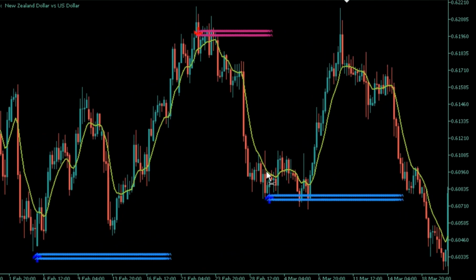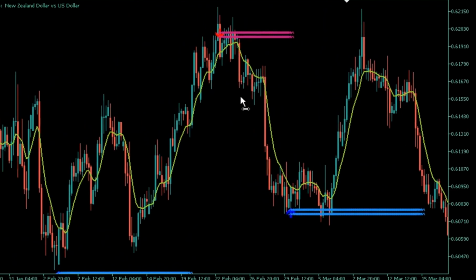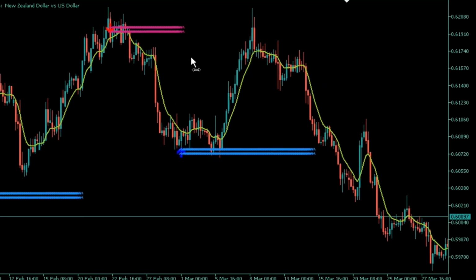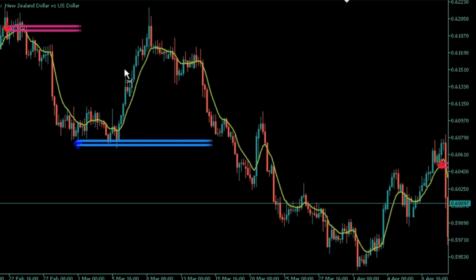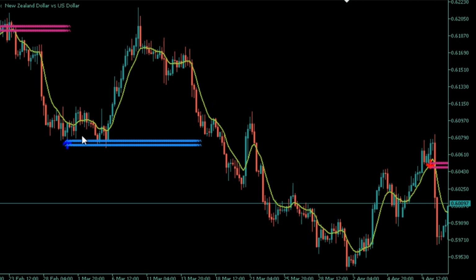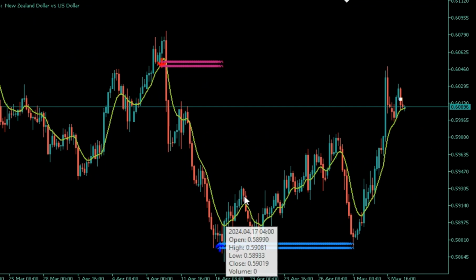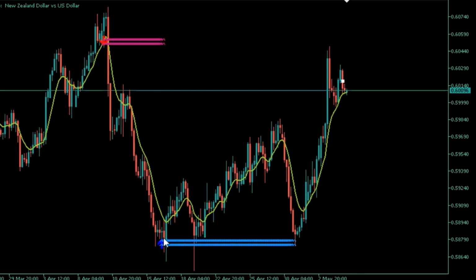The Lucky indicator is a reversal indicator. When it draws the pink zone, it means the market is likely to turn in the downward direction. And if it draws the blue zone, it means the market is likely to turn in an upward direction. As you can see, every time it draws the pink zone, the market turns downwards. And every time it draws the blue zone, which is a buy zone, the market turns in an upward direction.